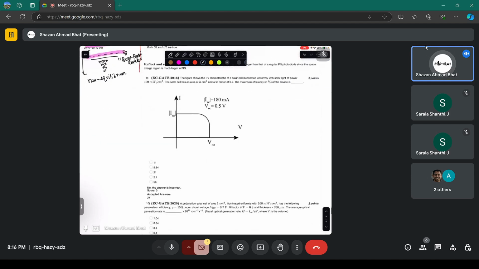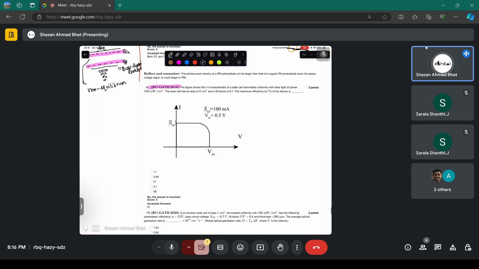Now moving on to the next question. This was asked in GATE 2016, so it has to be a special problem, I guess. The figure shows the IV characteristic of a solar cell illuminated uniformly with solar light power. So there is a solar cell and it has been uniformly illuminated. Uniformly illuminated means illumination throughout the sample. There is no high or low illumination at any point. Whatever the illumination is here, it is the same at all points.